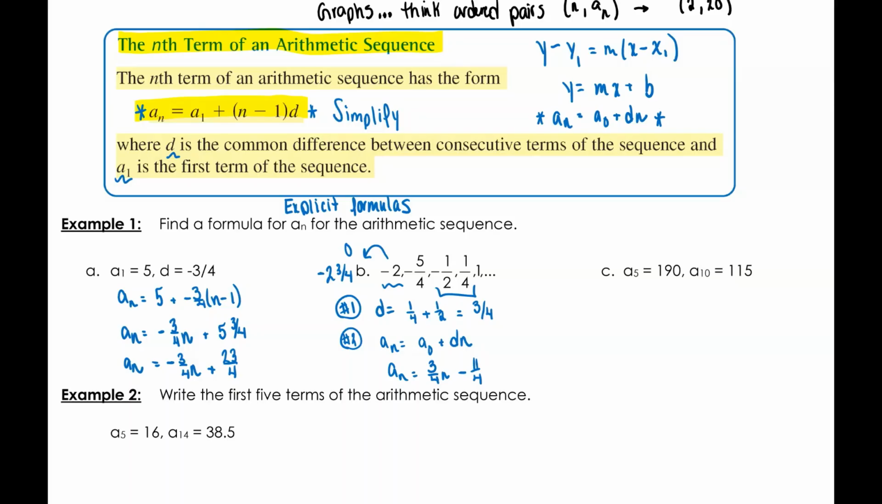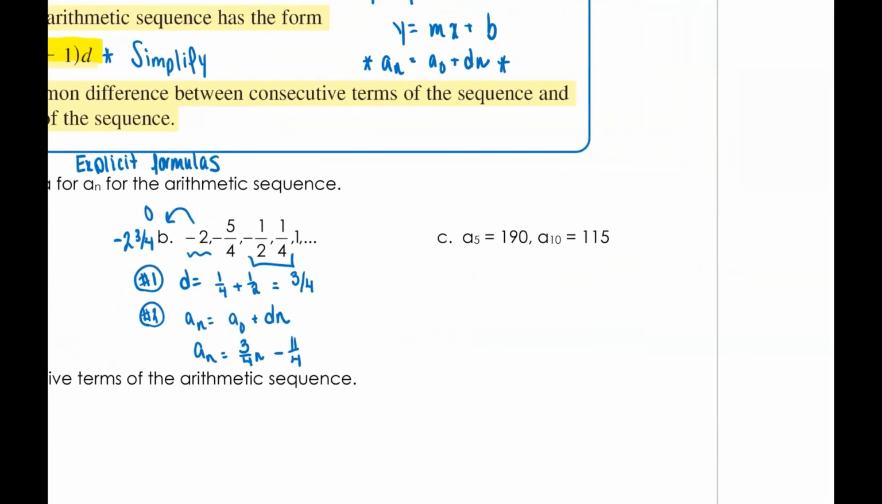Okay, looking at example C, notice this time they're giving us two terms. And so that's fine. So as an ordered pair, we'd have term number 5 is 190, and then term number 10 is 115. Okay, well, how are we going to do this one? Well, you need the slope in between the 2 points. So the slope here is going to be y2 minus y1, final minus initial, and then same thing for the denominator, x2 minus x1. And so notice that we get negative 75/5, and that reduces to negative 15.